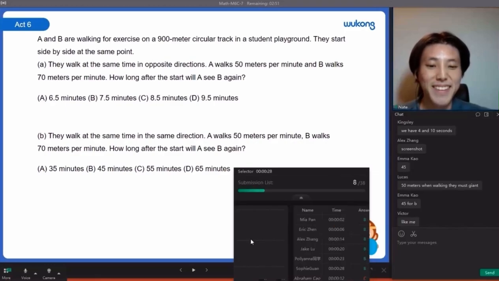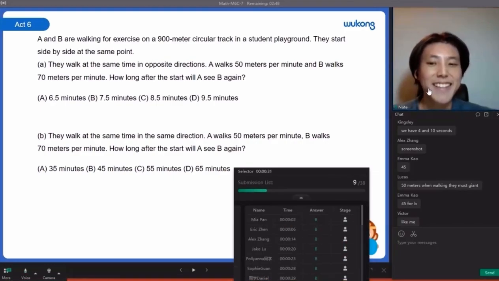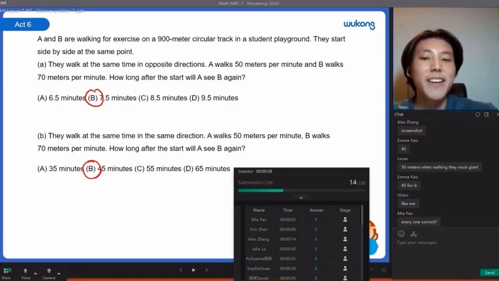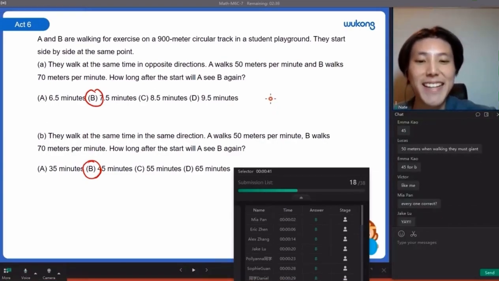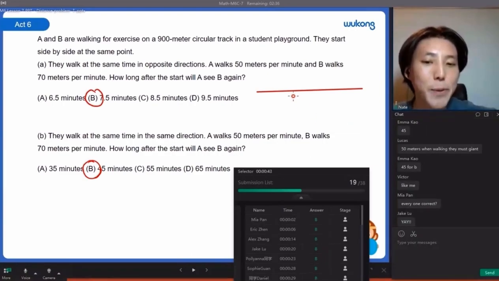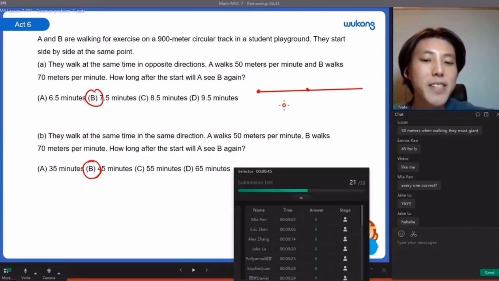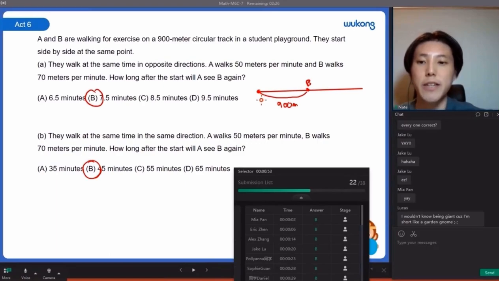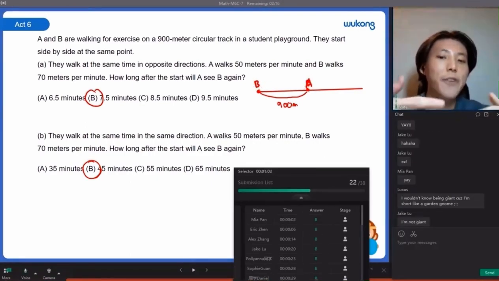You're right, guys. It will be B for the answer for the first one, and it is going to be B for the next one again. So the first question is the same as the catch-up question. Since one of them made a revolution, that's going to be 900 meters. Who was walking faster here? A walks 50 meters per minute, and B walks 70. So you'll have to look for the difference of the speed, and you'll get 7.5.